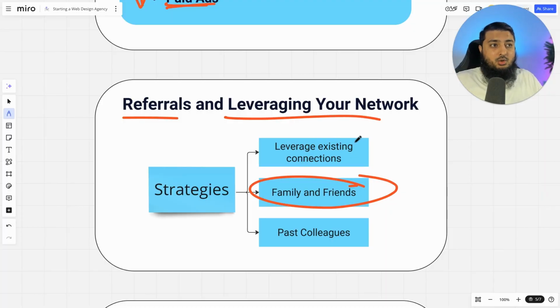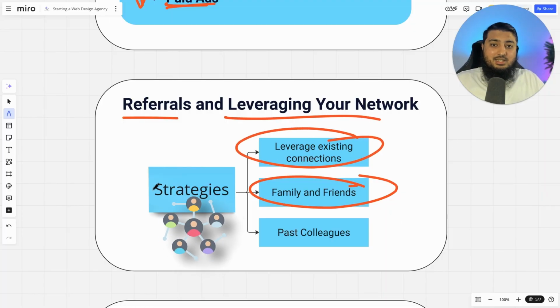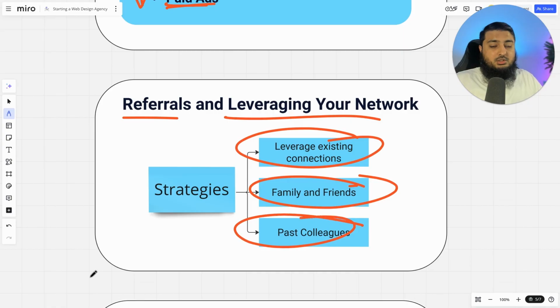The second thing that you can start looking at is leveraging existing connections. So this is going to be people outside of your family and friends that you may know, who may be some sort of acquaintance who you can possibly pitch to update their website and help them with their digital footprint. The final thing is past colleagues. If you were working for someone or you do know someone starting a business, there's no harm in reaching out to them and offering them some of your services.